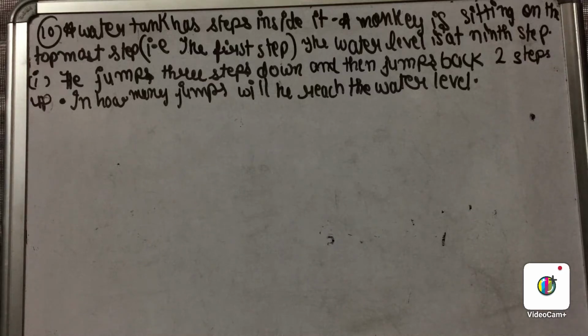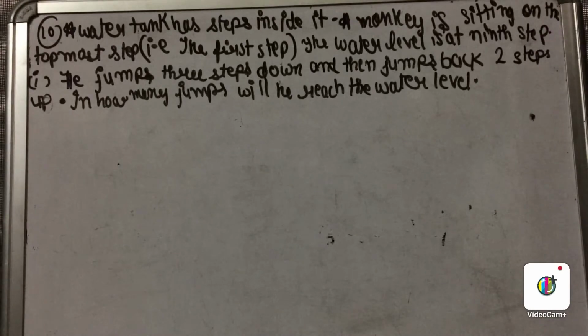So now moving to our 10th question. What is our 10th question? A water tank has steps inside it. A monkey is sitting on the topmost step, or the first step. The water level is at the 9th step. Now the monkey is thirsty and he wants to drink the water.